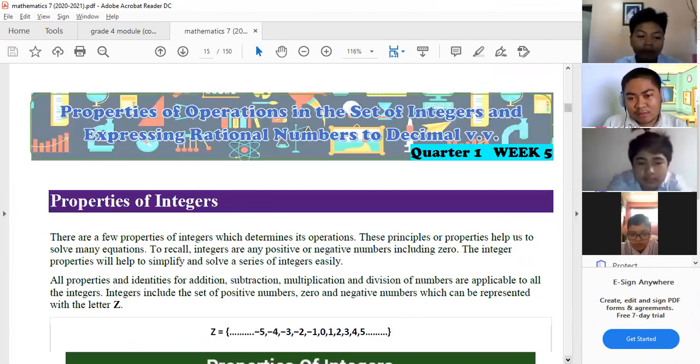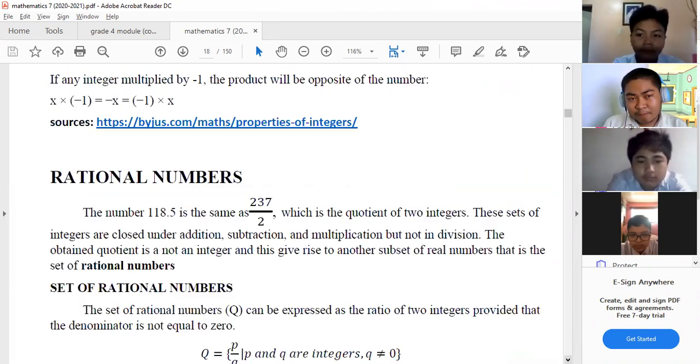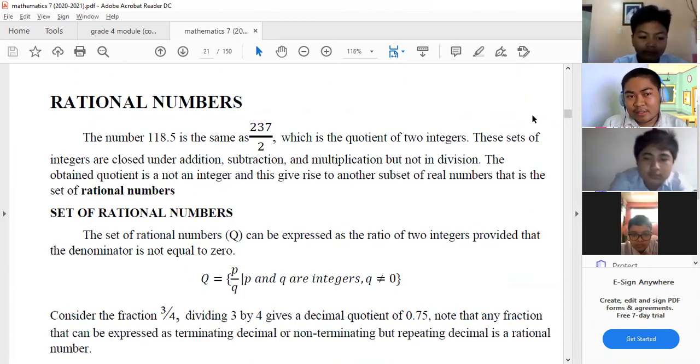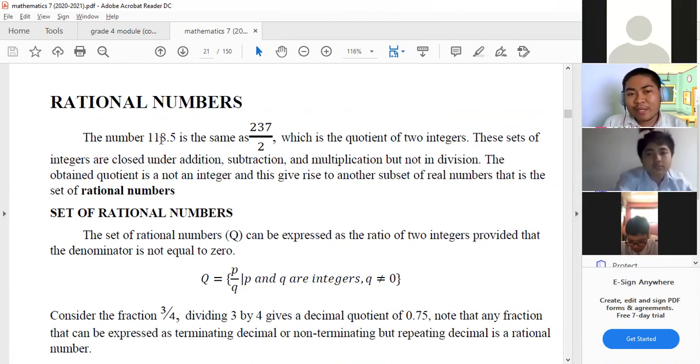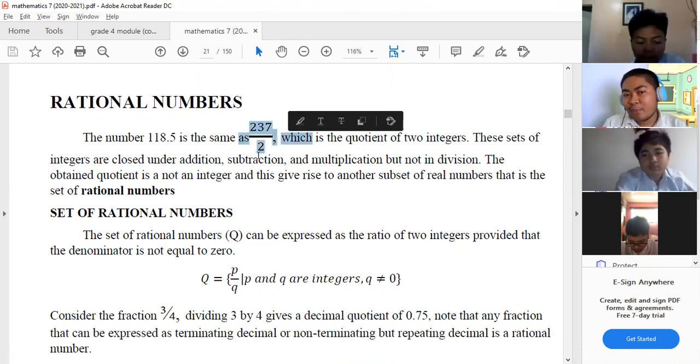Okay. So still the properties of integers. Okay, so rational numbers. So in the number 118.5, which is the same as 237.2, is the quotient of two integers. Tama?